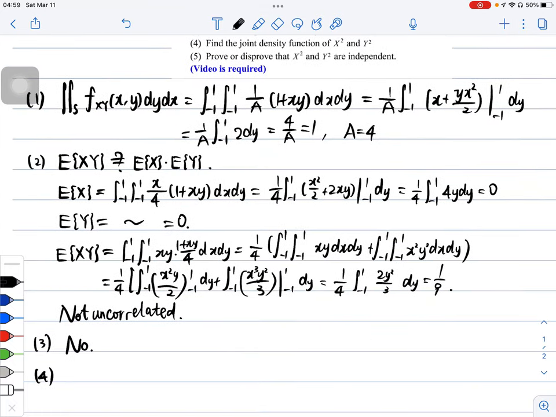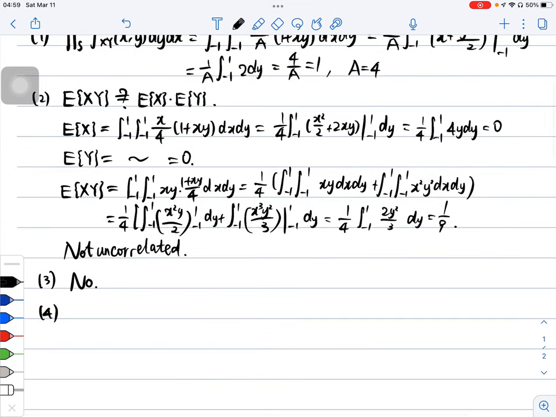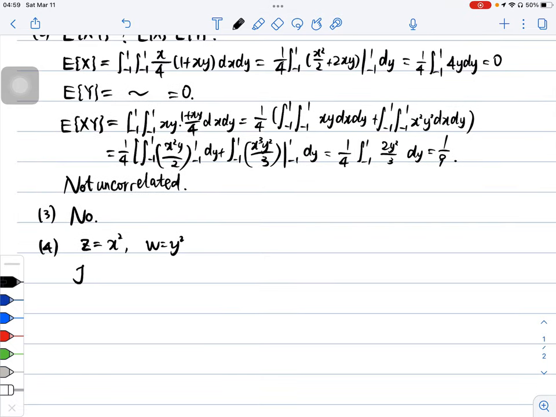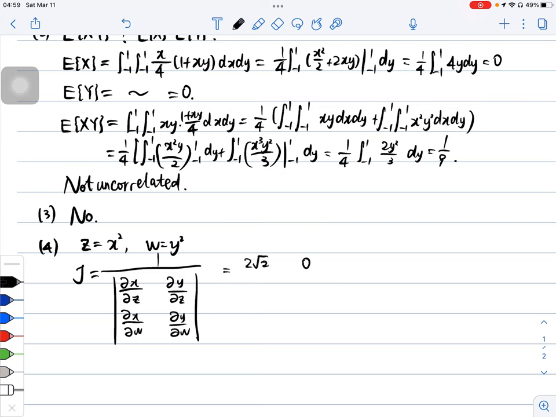Find the joint density function of x squared and y squared. We let z equals x squared and w equals y squared. And we just start our calculation. So the Jacobian of the transformation is something like this.